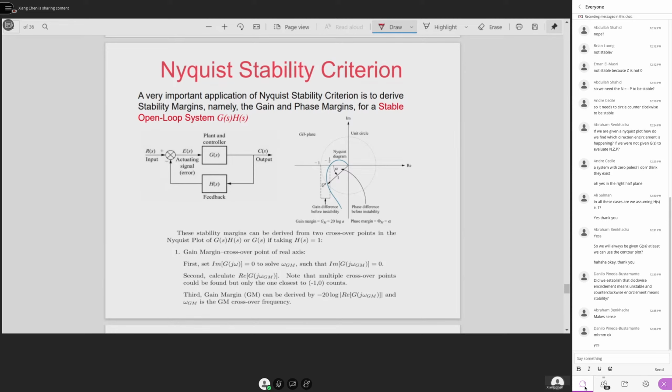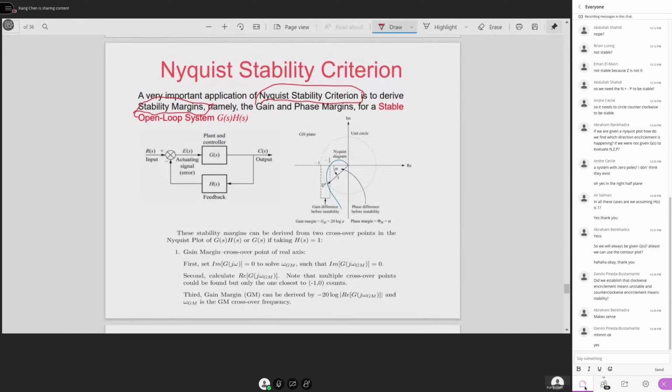I will tell you how to pick the best controller among many stabilizing controllers. But for the traditional method in the time domain, it's going to be very hard to characterize this stability margin issue. So the Nyquist stability criterion actually has a lot of advantages to tell us how we can establish a very important concept called stability margins.